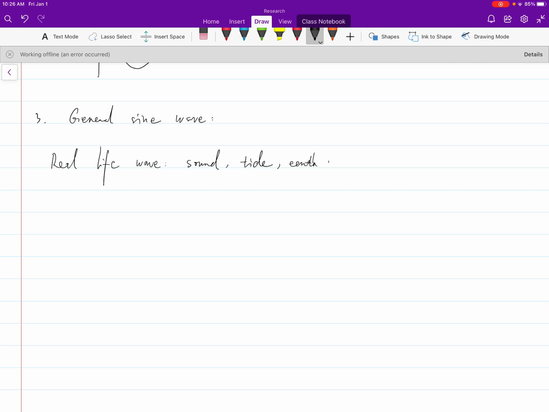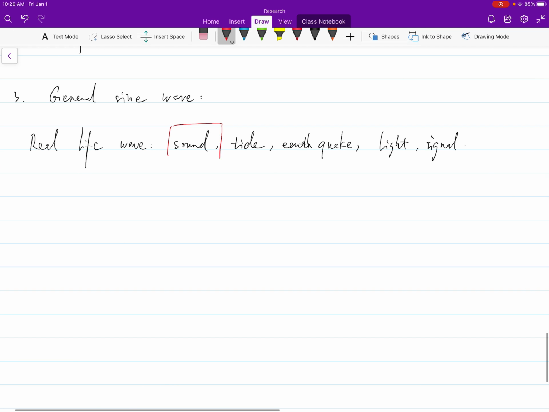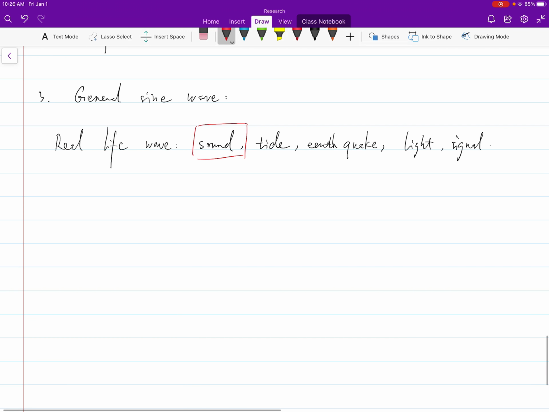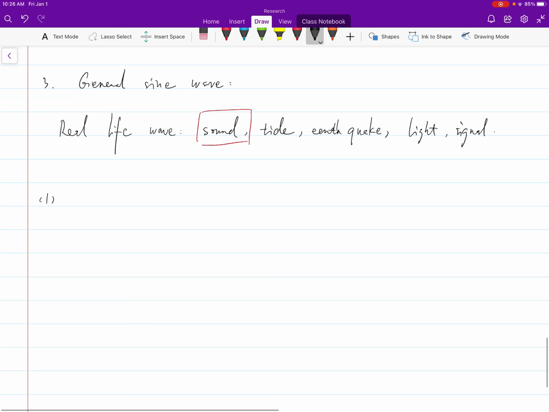You can see the wave in the lake, so tide in the ocean. Earthquake. Light, signal, they are all waves. Light is a wave. Electrical waves, sonic waves, all those kinds of waves. Sometimes even though you cannot see, but basically whenever there is a vibration which is traveling, you do have a wave. So for our class, we will just focus on sound and let you know how different sound changes.